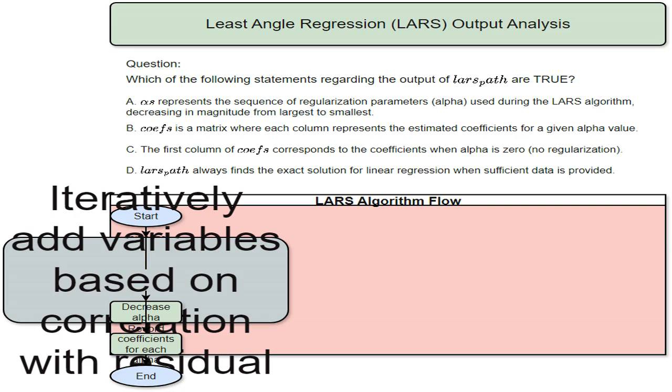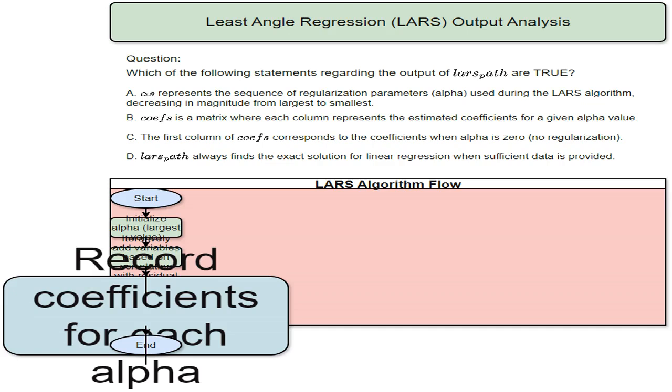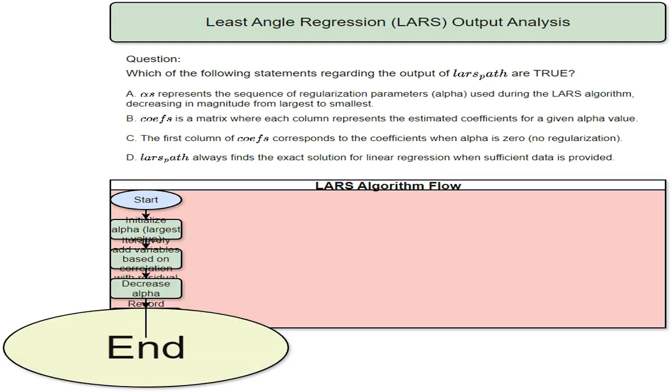This means I am always trying to add a variable that explains the unexplained part in the data most accurately at the moment. After adding a variable, I gradually decrease the value of alpha. This means I'm slowly relaxing the constraint of shrinking the coefficients. The smaller alpha gets, the more influence the data has on my coefficient estimates. For every alpha value, I record the corresponding estimated coefficients for each variable in the model. This creates a path of coefficient values across different levels of regularization. I stop the algorithm when I have included all variables or reached a predefined stopping criterion. At that point, I have my full set of coefficients across the range of alpha values.